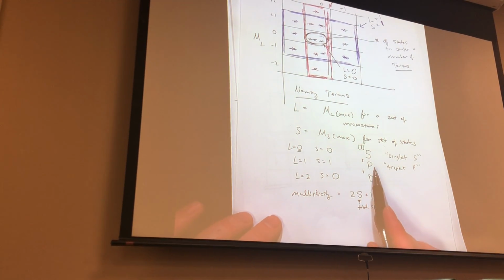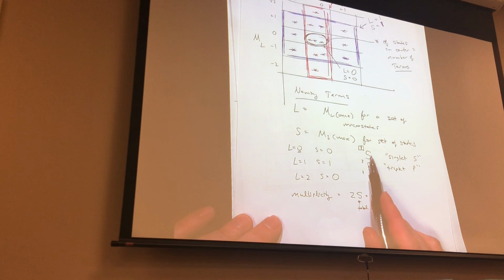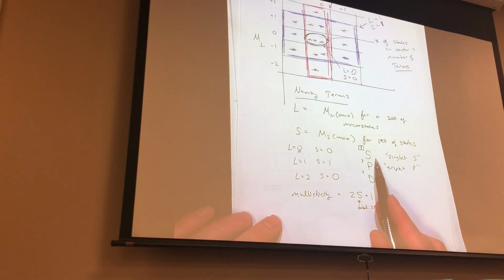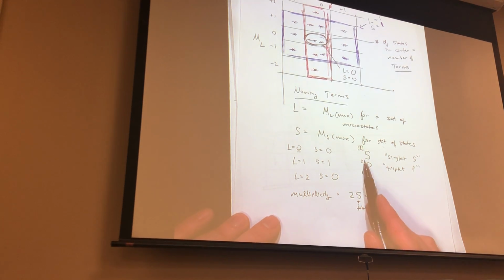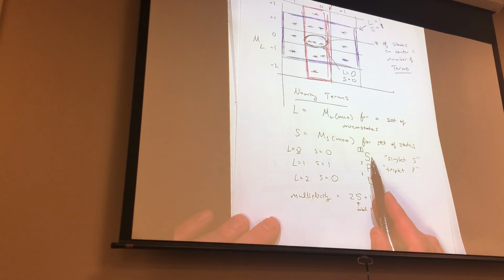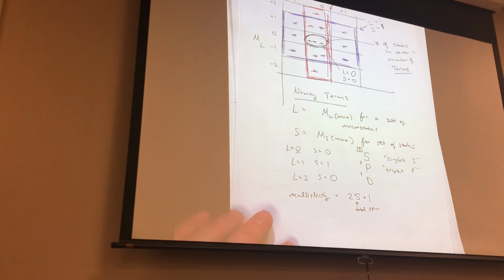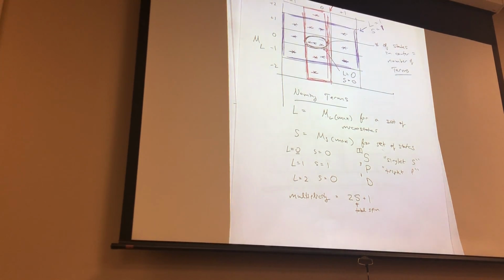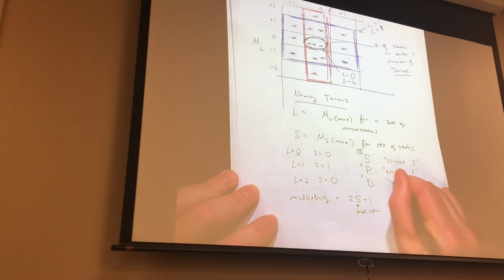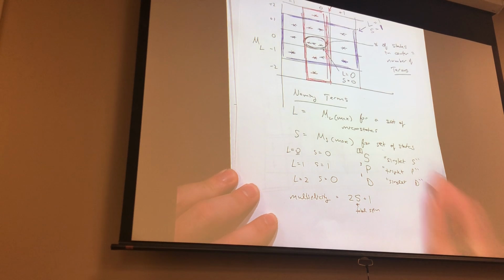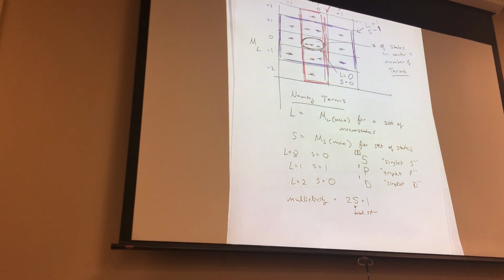Right? There's some history to these letters. Remember it sometimes, not always, but this stands for principal, this stands for diffuse. I think this stands for singular or something. These old words were people describing the pictures they saw when they looked at spectra, because they had spectra way before they understood what they were seeing. Singlet D. So we're just about done.